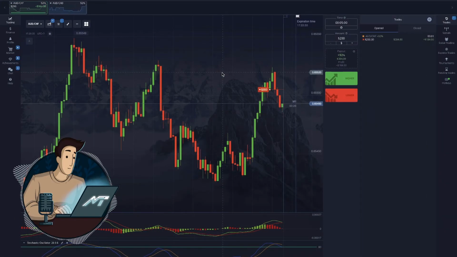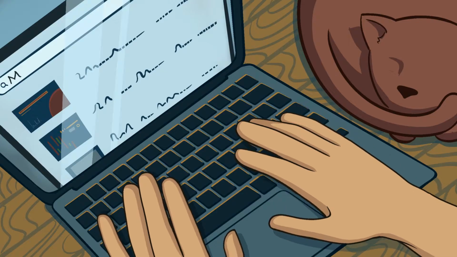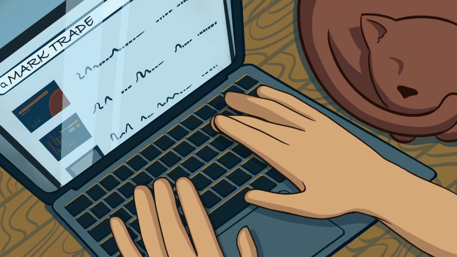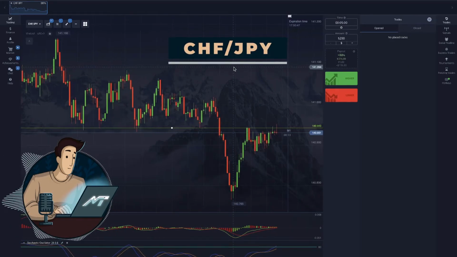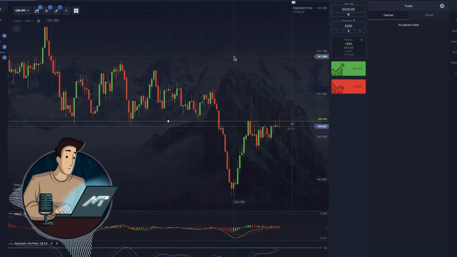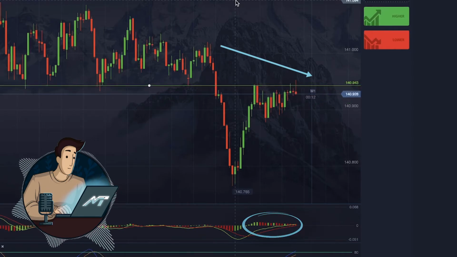Meanwhile, let's collect our profit and move on to the next one. Compared to the previous one, this CHFJPY chart looks very similar. It's trading in a downtrend, there's a strong level of resistance, and our MACD is showing decreasing buy volumes.